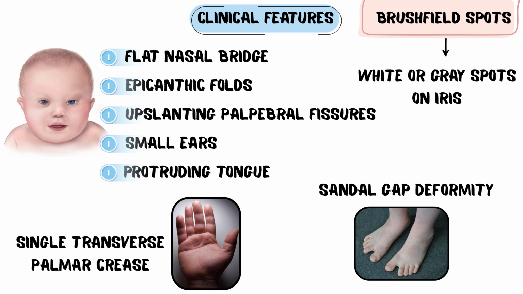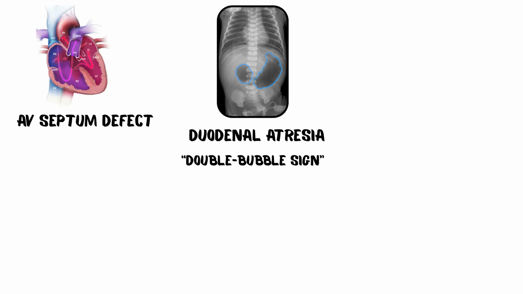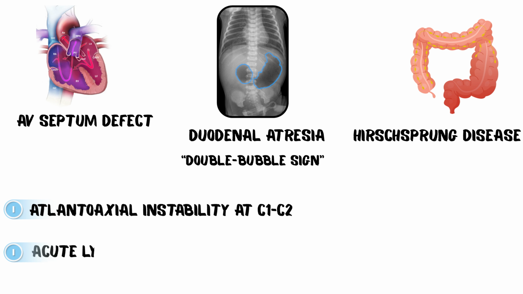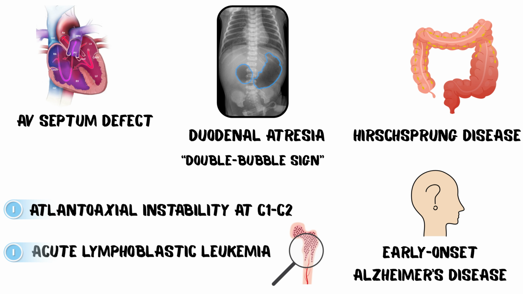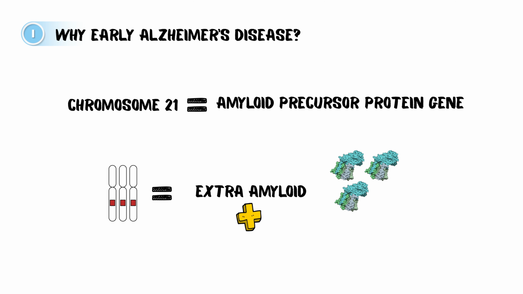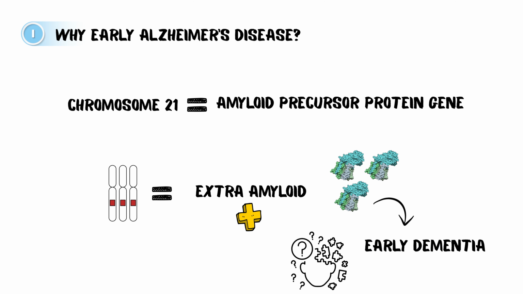Down syndrome is not just a facial pattern, it is a comorbidity syndrome. Associations include atrioventricular septal defects and other endocardial cushion defects, duodenal atresia, Hirschsprung disease, atlantoaxial instability at C1 to C2, acute lymphoblastic leukemia, and early-onset Alzheimer's disease. Why early Alzheimer's disease? Chromosome 21 carries the amyloid precursor protein gene. With an extra chromosome, there is extra amyloid production, causing earlier accumulation of beta amyloid plaques and early dementia. That is a classic exam mechanism.